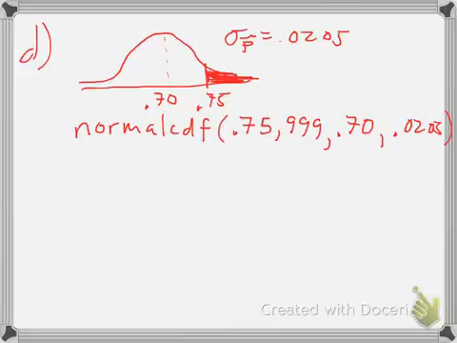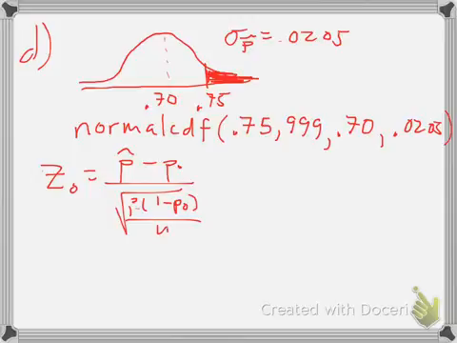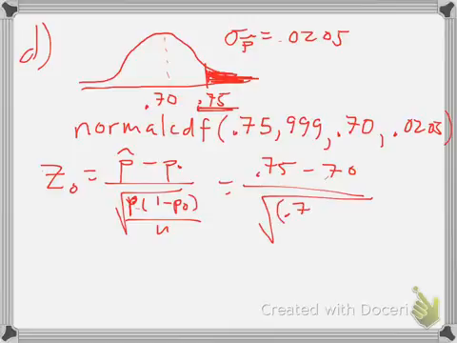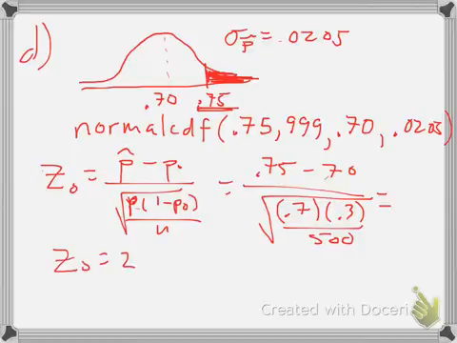I can also use that formula for the test statistic. If you recall, this formula says p hat minus p naught over the square root of p naught times 1 minus p naught over n. What this is going to find is the z-score: how many standard deviations is this 0.75 from the mean? Well, we have 0.75 up here, 0.70 here, and on the bottom, 0.7 times 0.3 divided by 500. If I do that, I get 2.44. That is, my z naught equals 2.44.